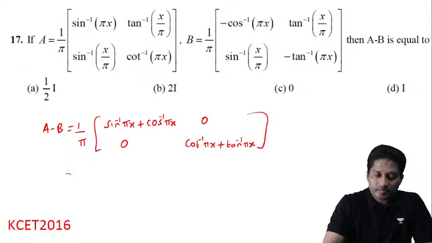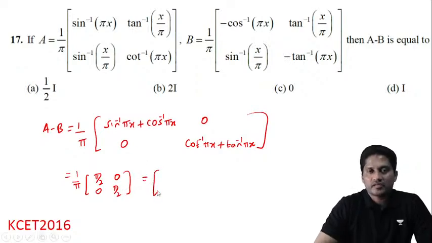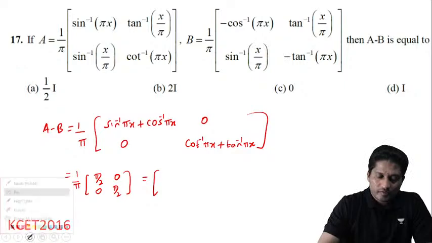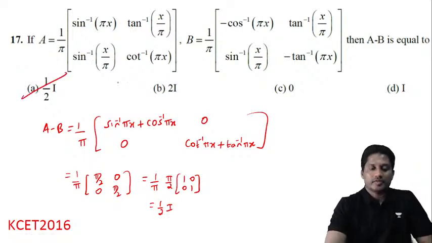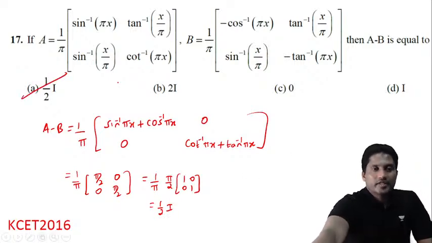Sin inverse plus cos inverse is pi by 2. So we get pi by 2, 0, 0 and pi by 2. If you take pi by 2 out, and then 1 upon pi, we get 1, 0, 0, 1, which is equal to half of I. Answer is option A. Right? Let's move to the next question.